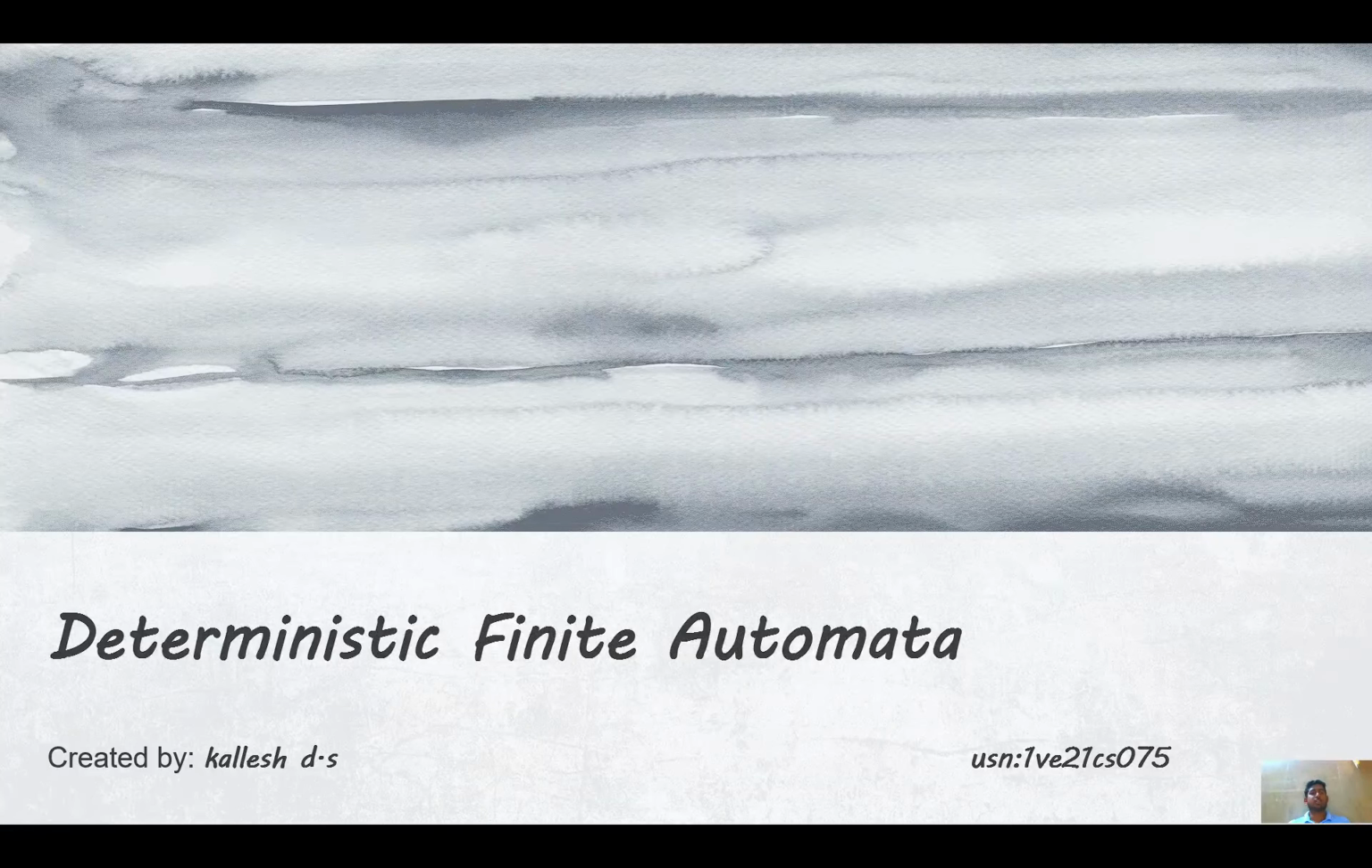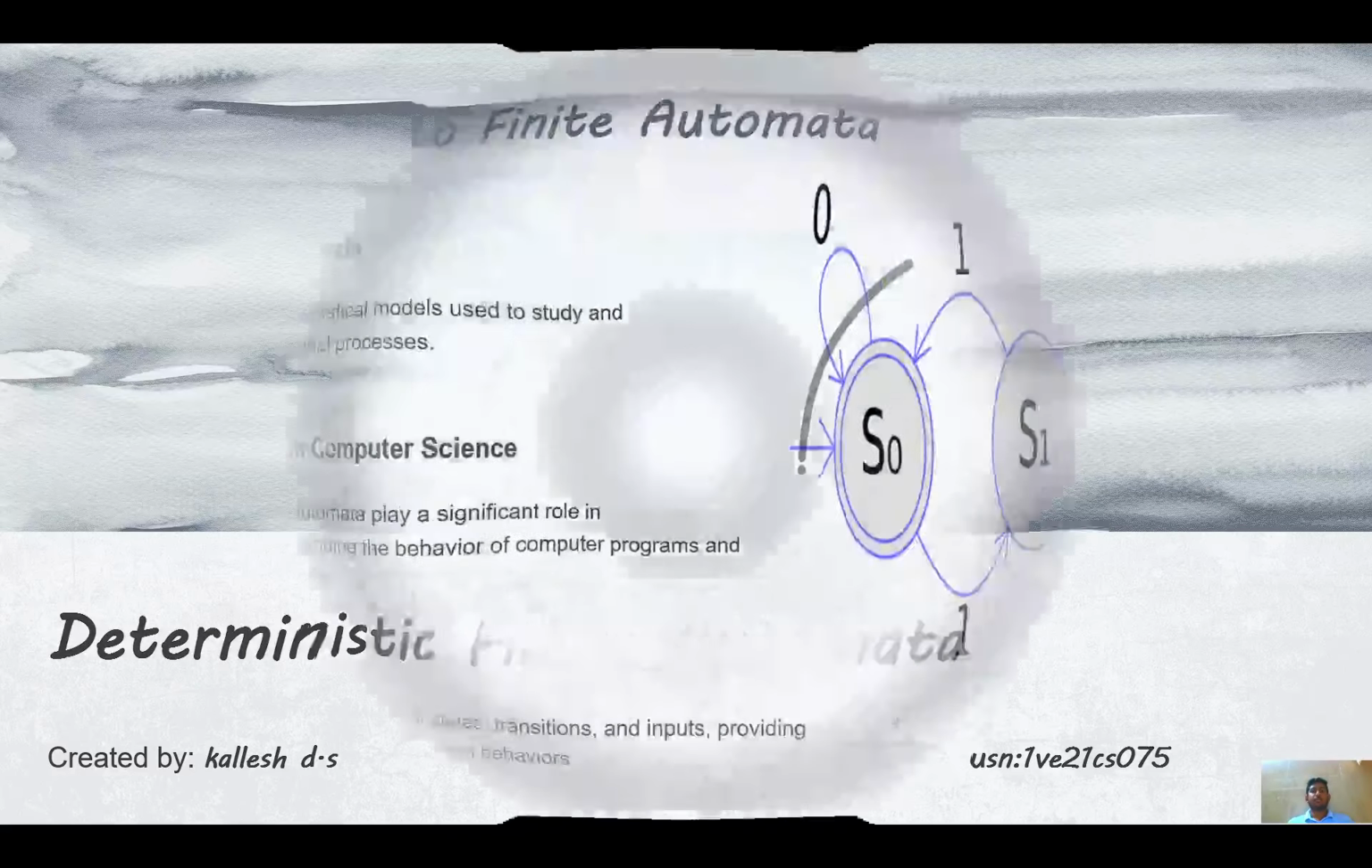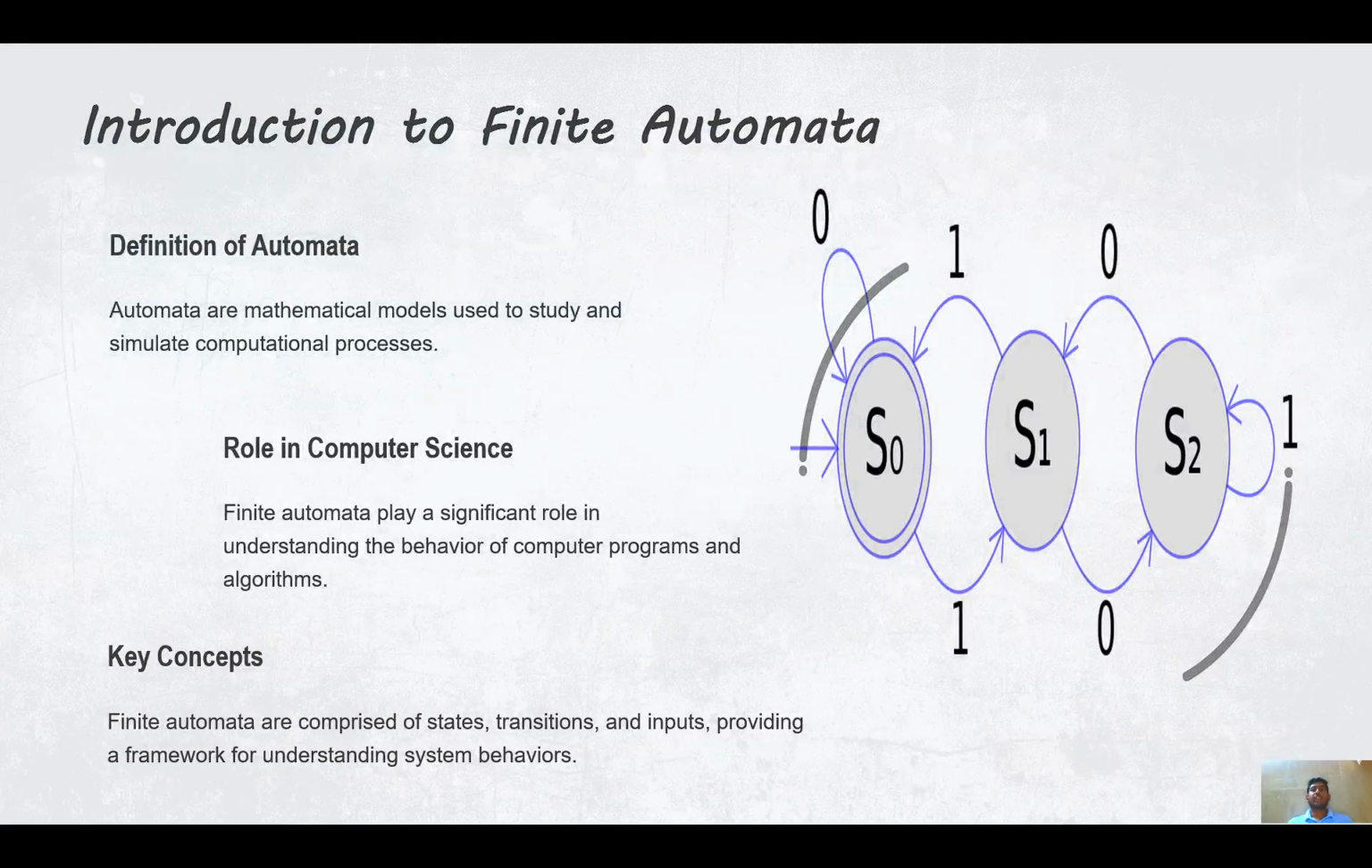Today we are going to discuss deterministic finite automata. Introduction to finite automata. Definition of automata. Automata are mathematical models used to study and simulate computational processes. Role in computer science. Finite automata play a significant role in understanding the behavior of computer programs and algorithms. Key concepts. Finite automata are comprised of states, transitions, and input, providing a framework for understanding system behaviors.